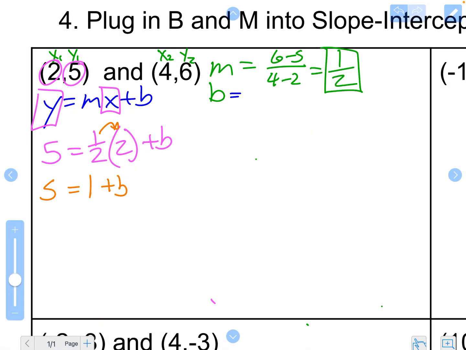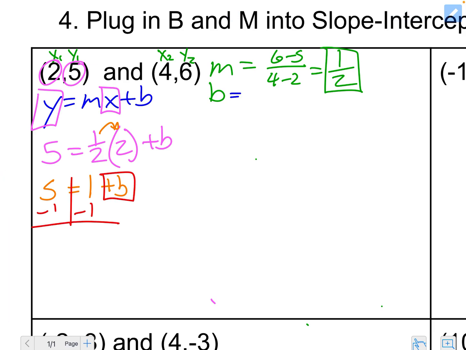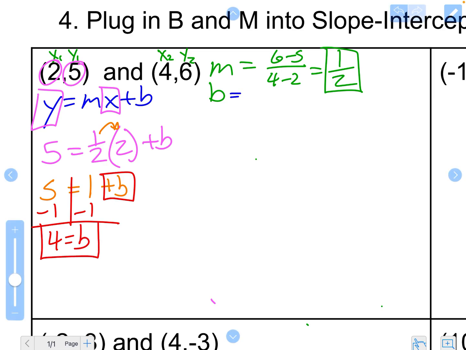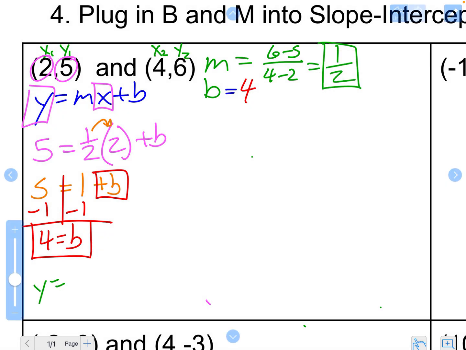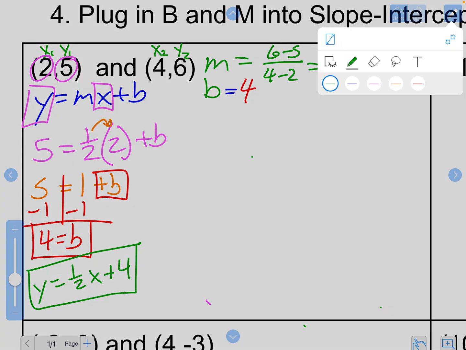And then my last step is going to be I need the b by itself. So what I do to one side, I do to the other. So 4 is going to equal b. And now that I have a b of 4, I can write my equation in slope-intercept form. Y equals 1/2 x plus 4. And so that's an easy, simple way that we can find our b, is just to simply plug our slope and one of our points into y equals mx plus b.